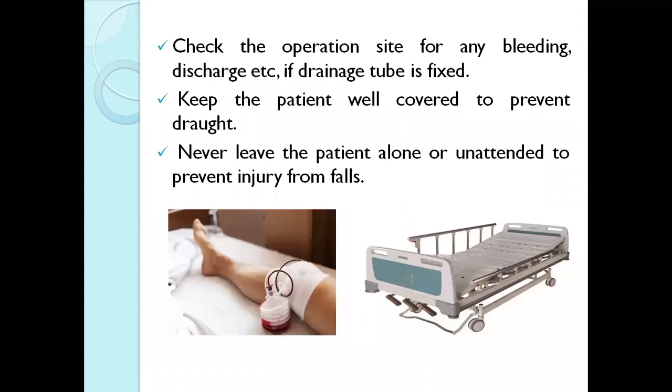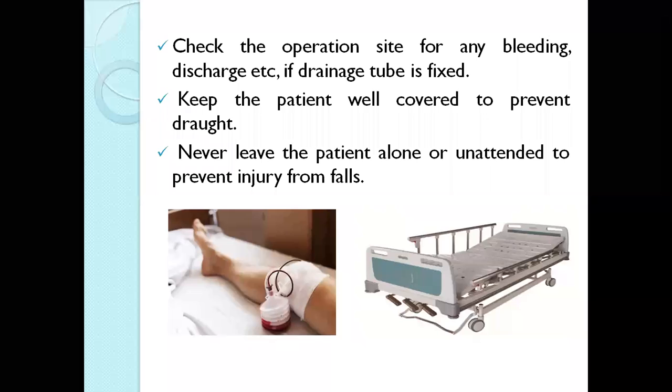Then we have to check the operation site for any bleeding. This is important. We have to check if there is any form of bleeding or any form of discharge from the operation site, and if the drainage tube is fixed. If you can see in the diagram, that is called a drainage tube. Whenever a person comes out of surgery, we usually keep this. It helps in draining out all the blood and fluids from the operation site.